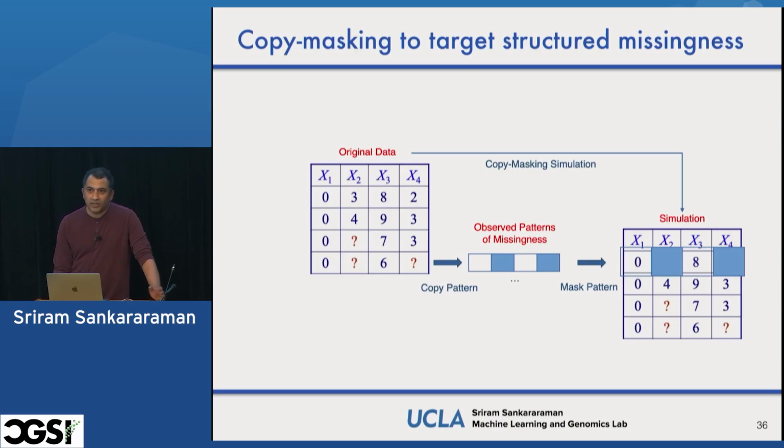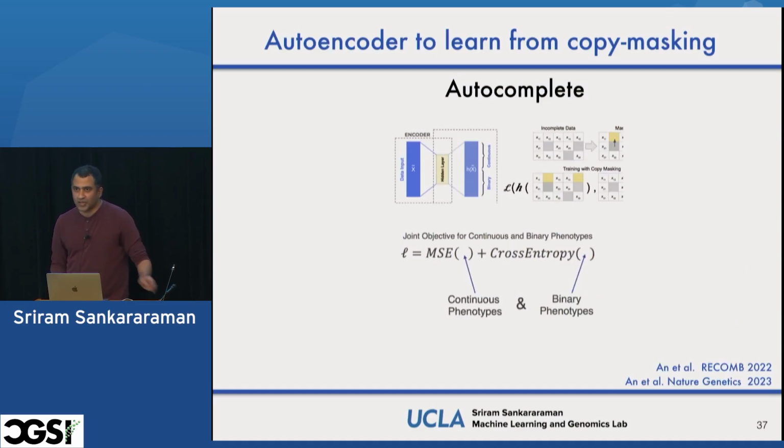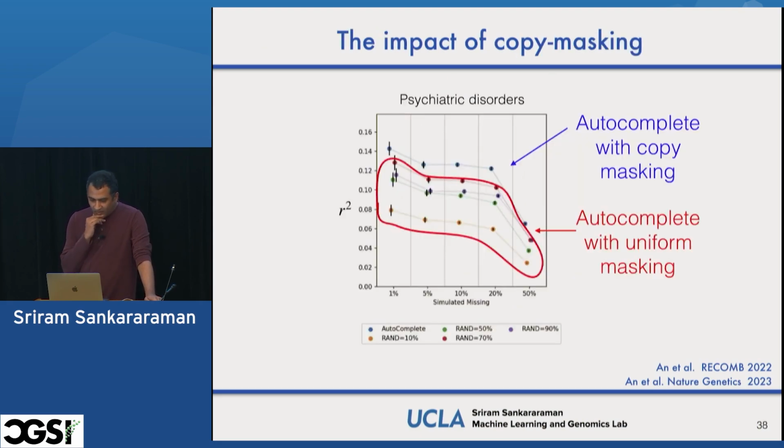And now you combine it with an underlying model for imputation. In our case, we used an autoencoder. So we have an autoencoder coupled with this copy masking, and then you have a loss function that you optimize for this procedure. This method, we call autocomplete.